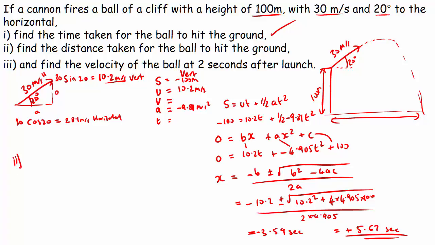Part 2 is pretty straightforward. If I know something's moving for a set amount of time at a set velocity, I can work out how far it's gone. Speed equals distance divided by time. Distance equals speed times time. The speed in the horizontal only is 28.1. Whoops, 28.1, sorry. The time it is moving for is 5.67.